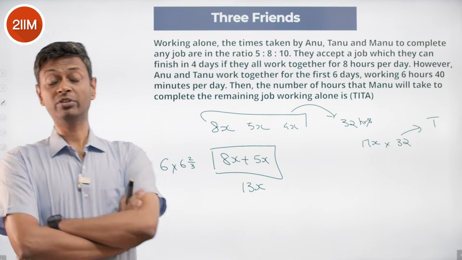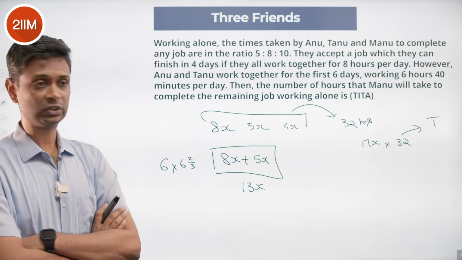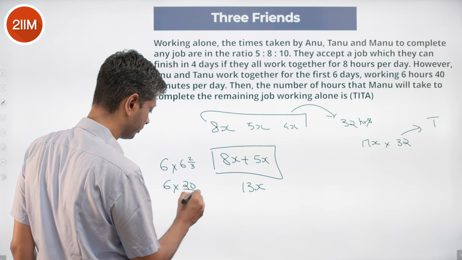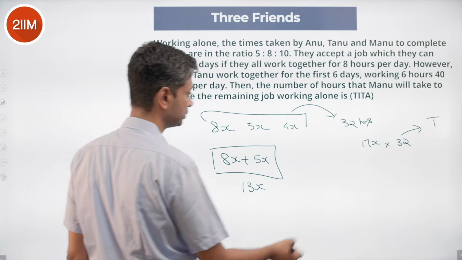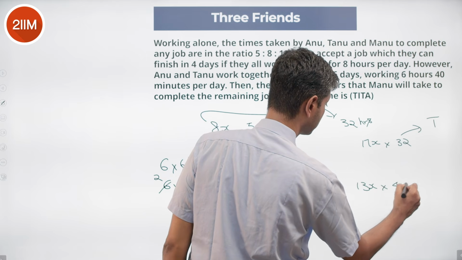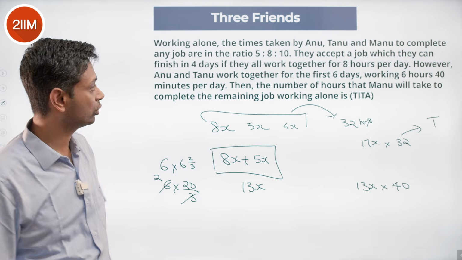40 minutes is 40 by 60, 2/3 of an hour. 6 hours 40 minutes is 6 2/3 hours. This is 20 by 3, 6 into 20 by 3, which is 40 hours. So what they do is 13x into 40. I'm guessing this is less than that. Otherwise, they would have finished the entire task before that.